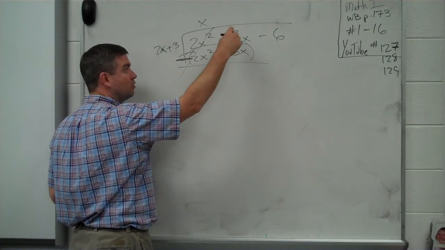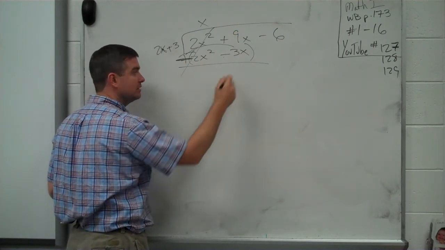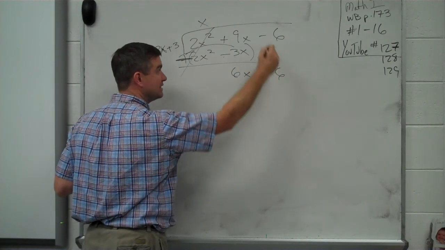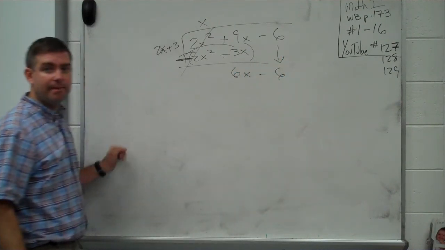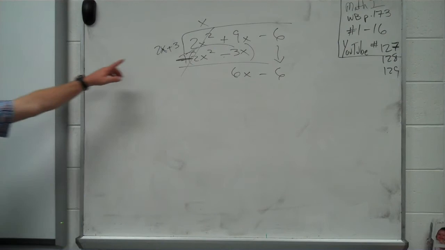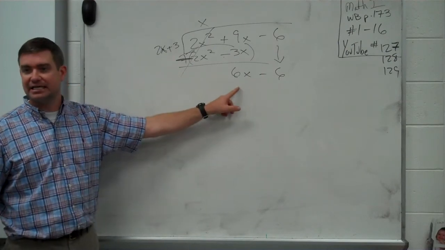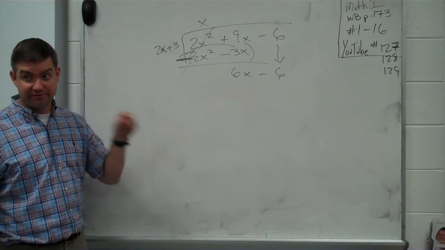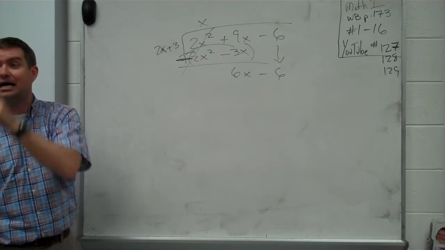Okay? What happens over here? What is 9x minus 3x? 6x minus 6. The -6 just drops down. Okay, we're almost there. We got one more step. What are we going to multiply 2x by to get 6x? 3. Positive 3. So I want you to get in the habit of saying positive 3.